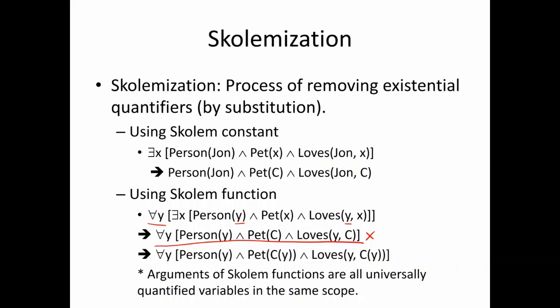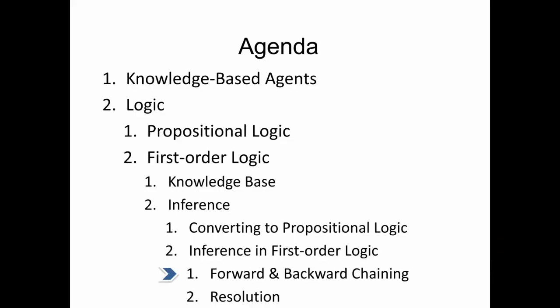So we use a Skolem function instead and pass in the universally quantified variable as an argument. So instead of C, we have C of y. Now this is fine, because now each person can have their own pet that they love. And if you have more than one universally quantified variable, then you use all of those as arguments for the Skolem function. Then how do you do inference in first order logic?